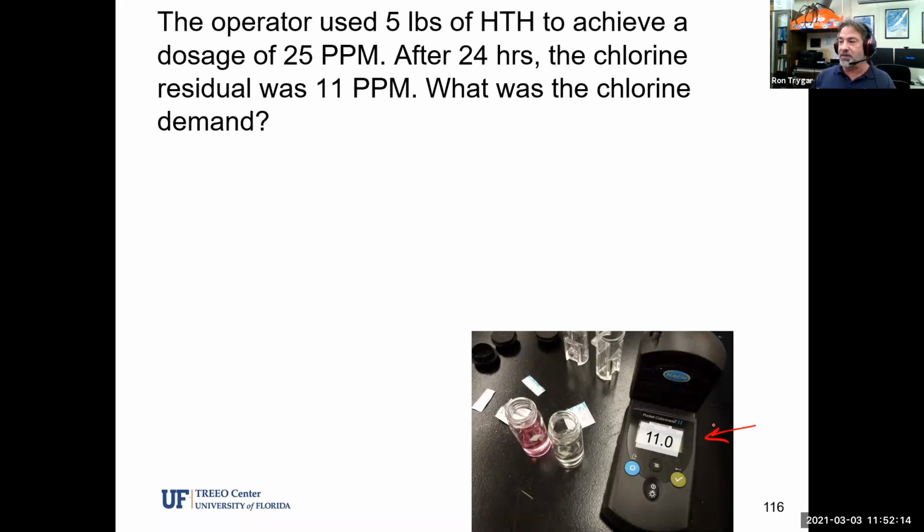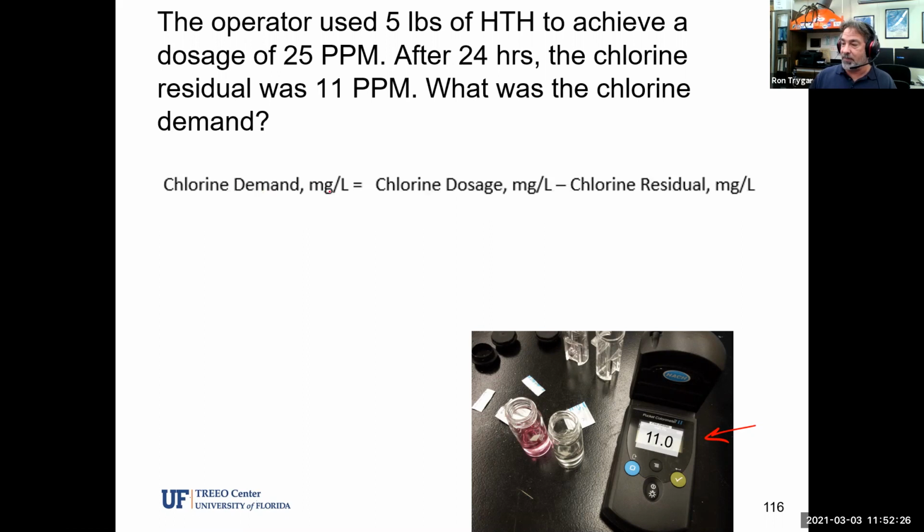So what was the demand? If we put into the water 25 parts per million and we're coming out at the end with 11 parts per million, what is the demand? The demand is written like this. The demand in milligrams per liter is equivalent to the dose, in milligrams per liter, which was 25 ppm, minus the actual residual. The chlorine residual left over was 11 parts per million. And remember, parts per million and milligrams per liter are the same thing.